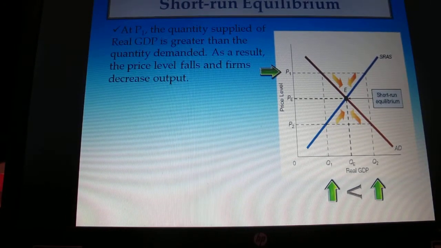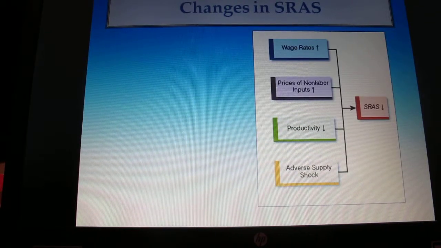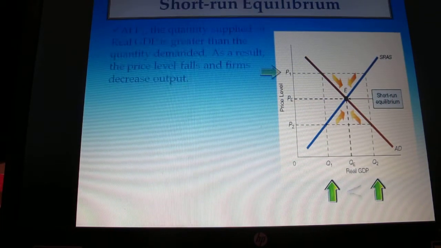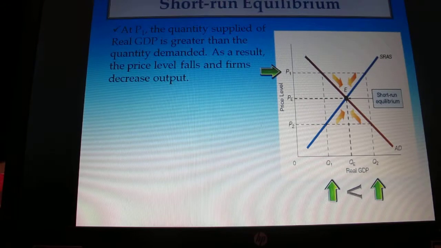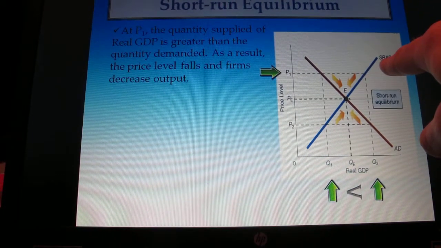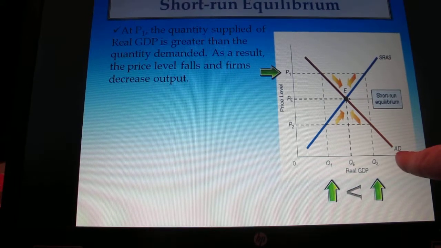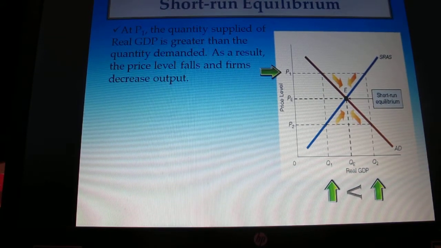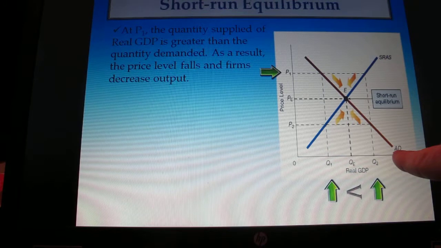Okay, so we left off talking about changes in short-run aggregate supply. Now we're moving into the equilibrium, and as you can see here, it says it's short-run equilibrium. Now let me refer you over here. It says short-run aggregate supply here, and it says aggregate demand here. I ask you the question, why does it not say short-run aggregate demand?